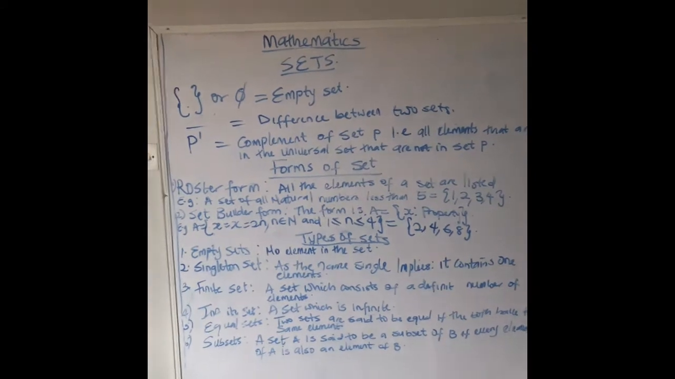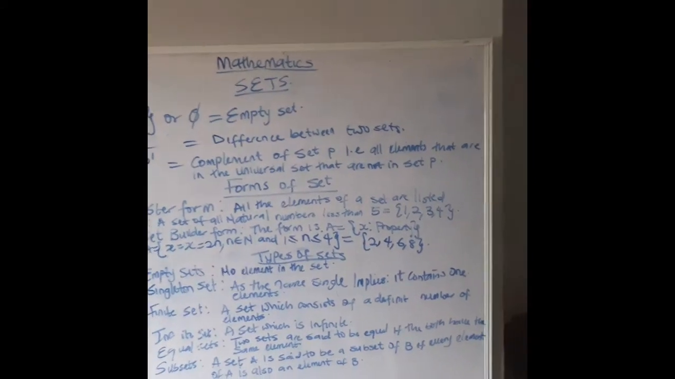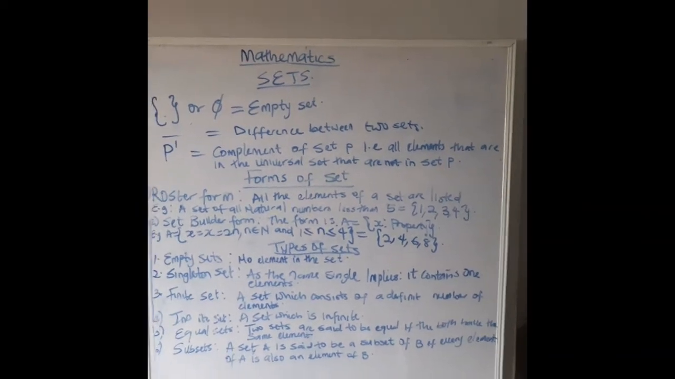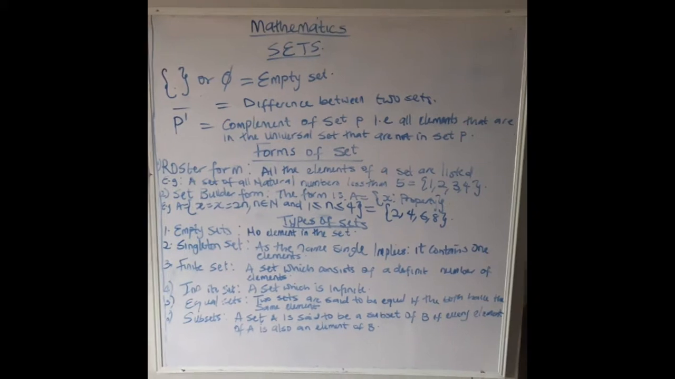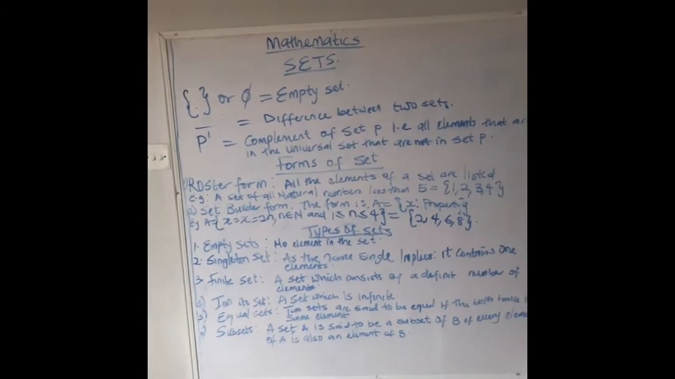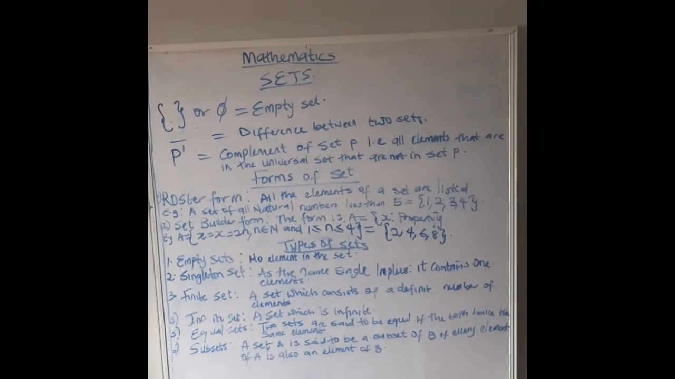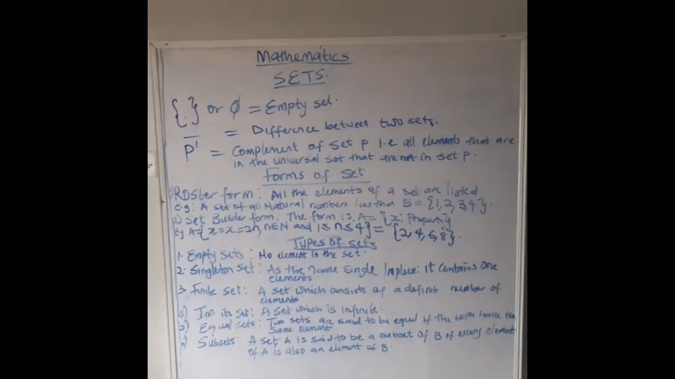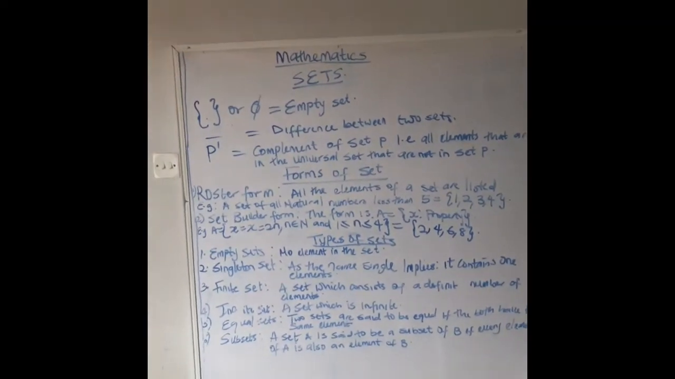And the P complement, that P with a line at the top, is called P complement. So P complement is all the elements that are in the universal set that are not in set P. This is when we are dealing with Venn diagrams. We are going there. So P complement, when we are dealing with a set, is all the elements that are outside the set, that are not in that set.